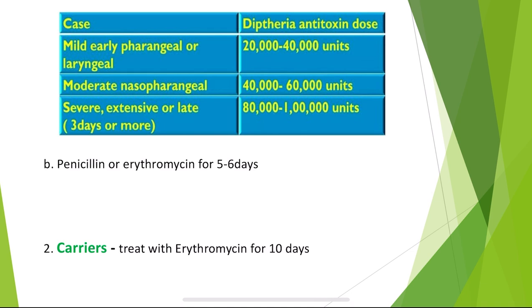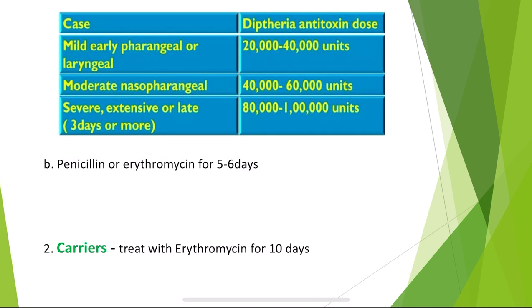If it is a moderate nasopharyngeal diphtheria, the dose ranges from 40,000 to 60,000 units, whereas in severe, extensive or late cases it is 80,000 to 1 lakh units.